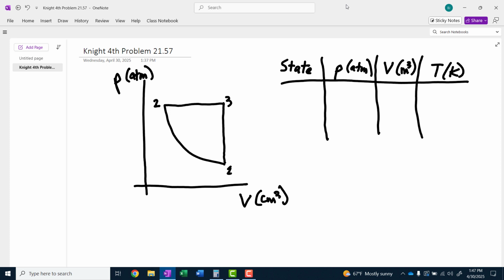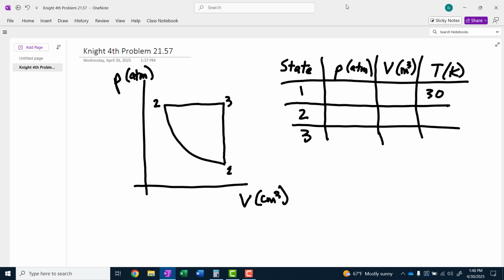And we've got 3 states, 1, 2, 3. And I just mentioned that the statement of the problem tells us that state 1 is at a temperature of 300 kelvins. Now the graph includes this information. They tell us that the first state is at a pressure of 1 atmosphere. So we can enter that in here as well.